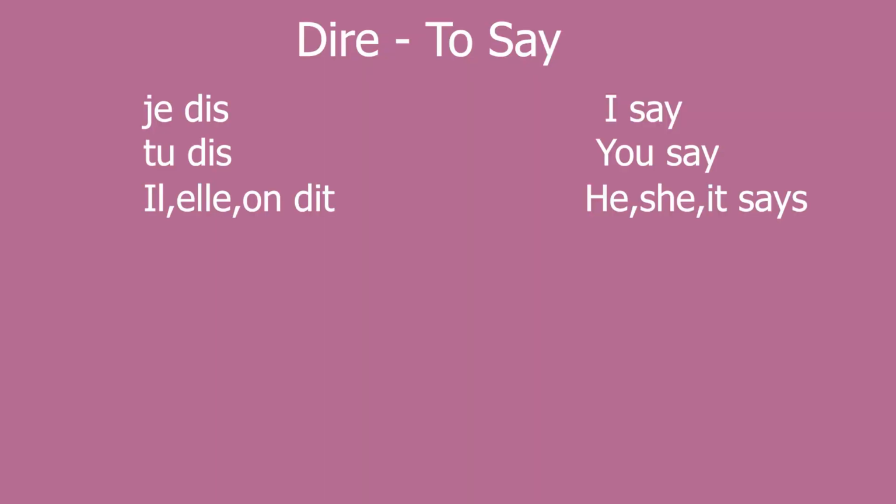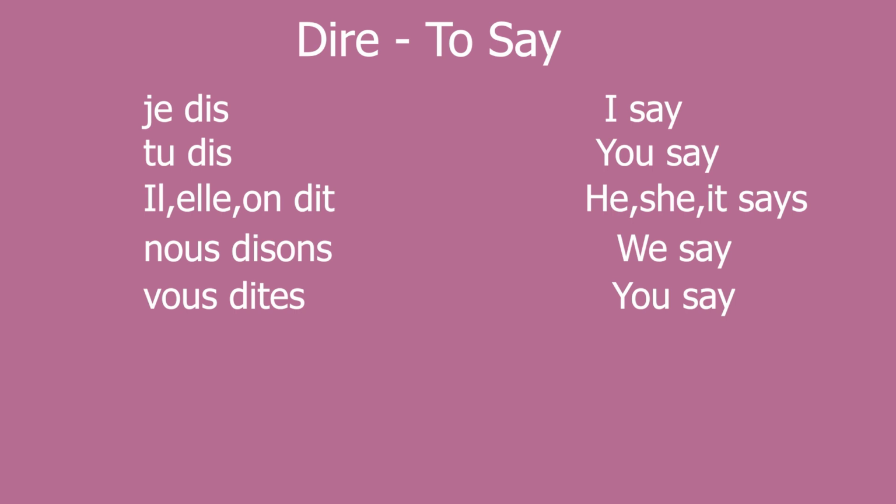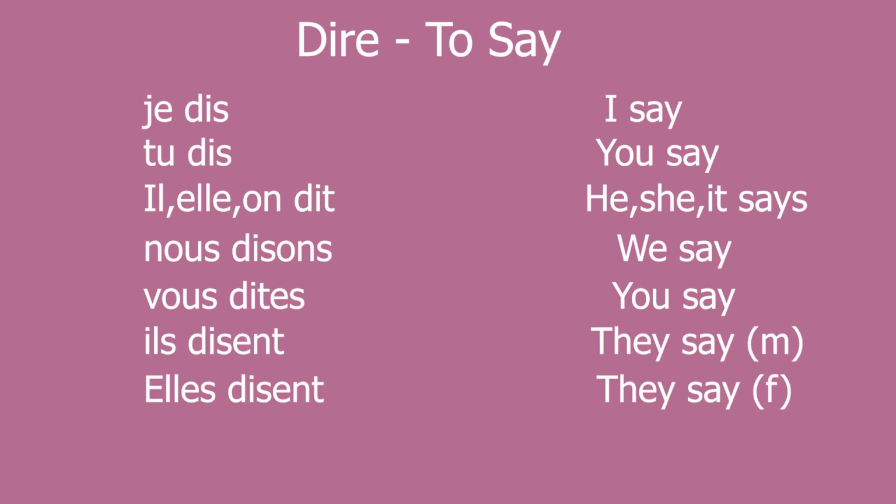Okay? So let's look at some conjugation with verbs in the third group. So we're going to use the verb dire. Dire means to say. Okay? So the first we have je dis, tu dis, il ou elle ou on dit, nous disons, vous dites, ils ou elles disent. So as you notice, the pattern is not the same as an ER verb, okay?